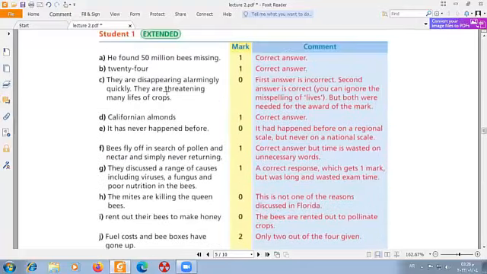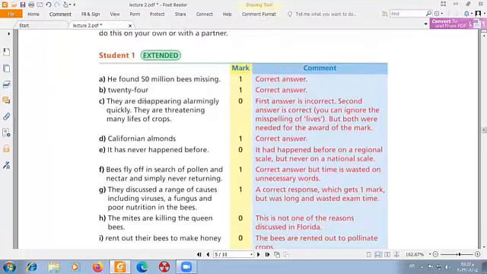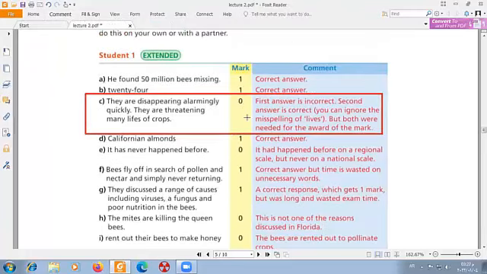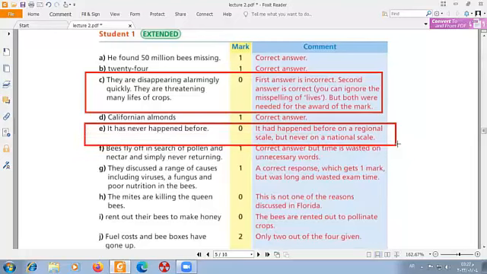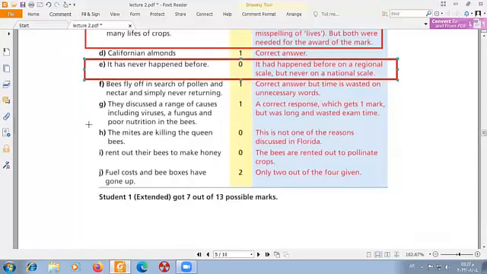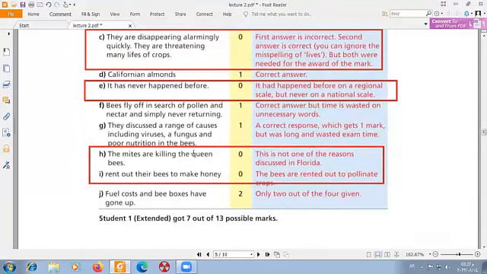Here is a model answer of a student. Some questions are incorrect, like this one, so he got 0. And also in this one, he got 0. You can revise these answers at home. And these questions also got 0 because the answers were not accurate.